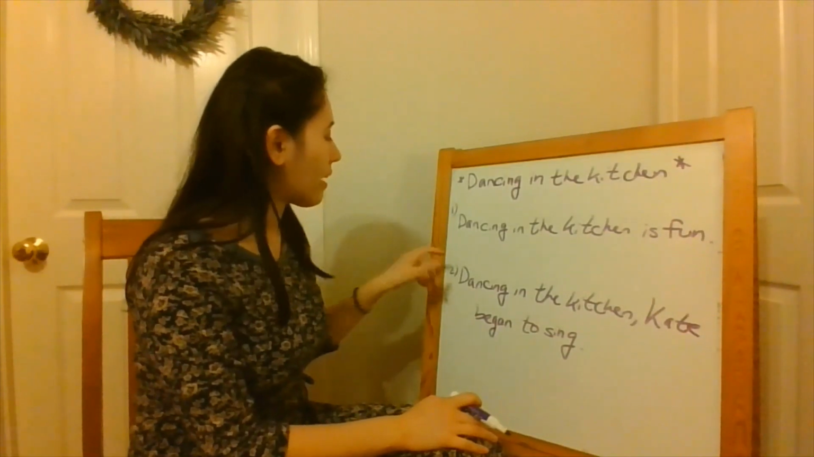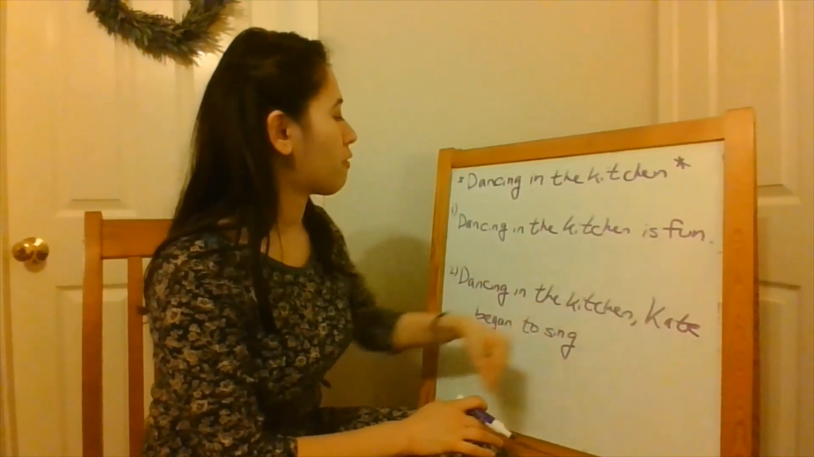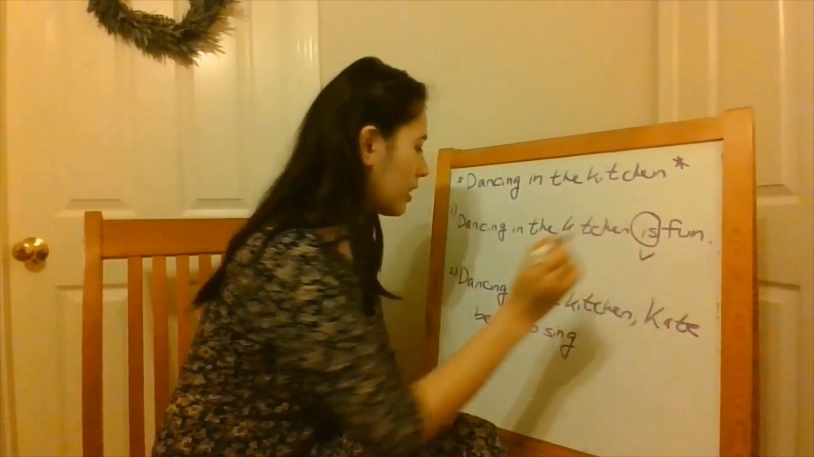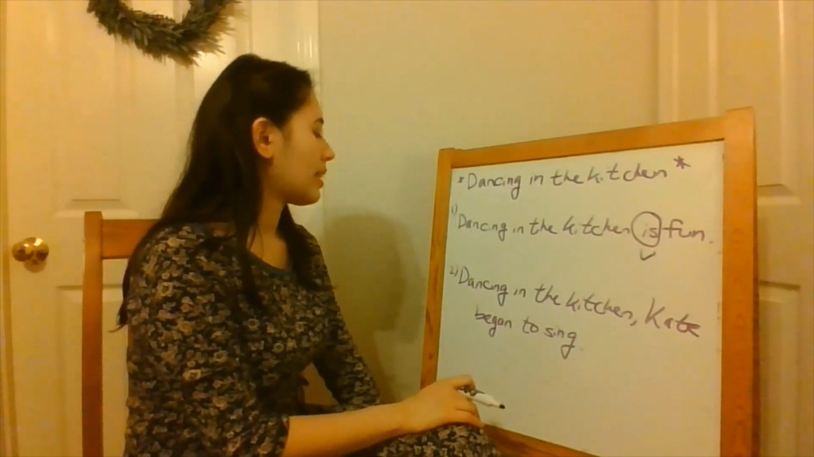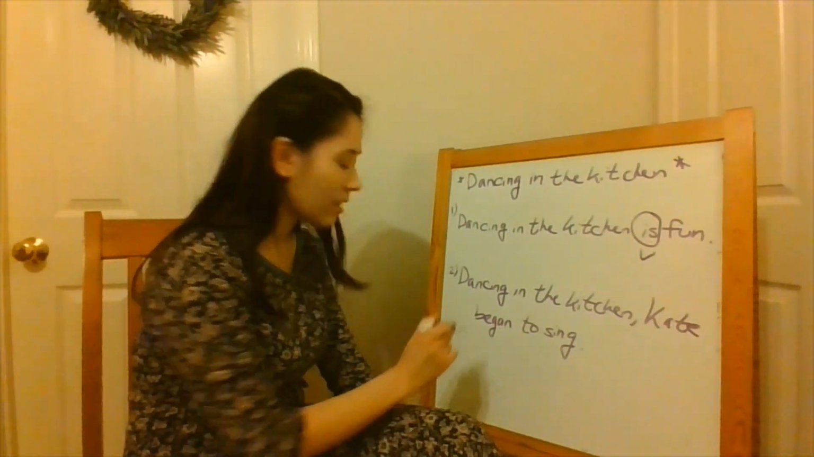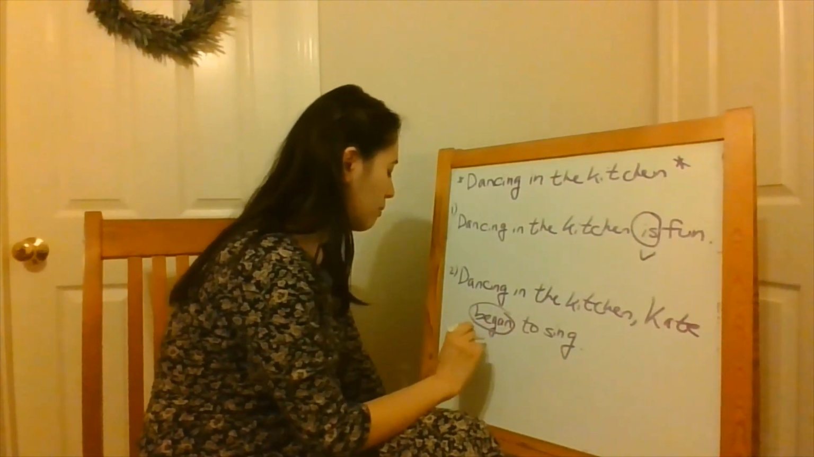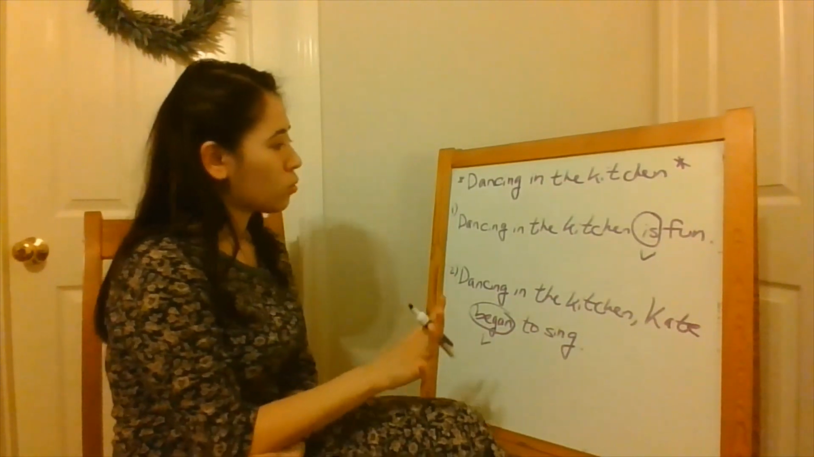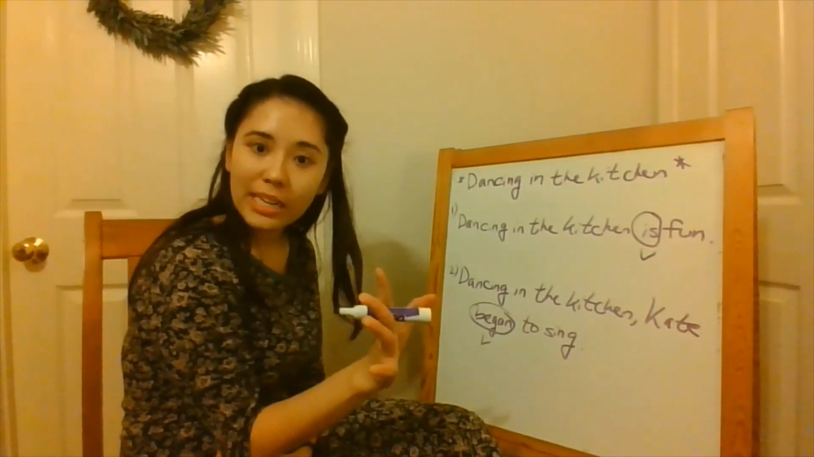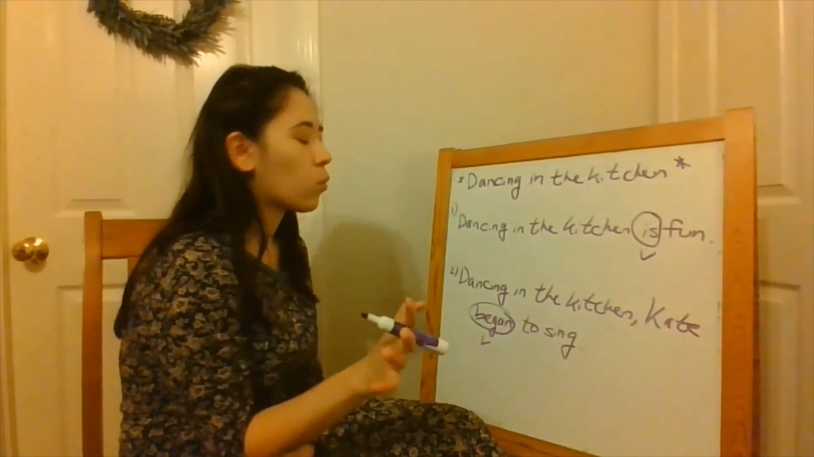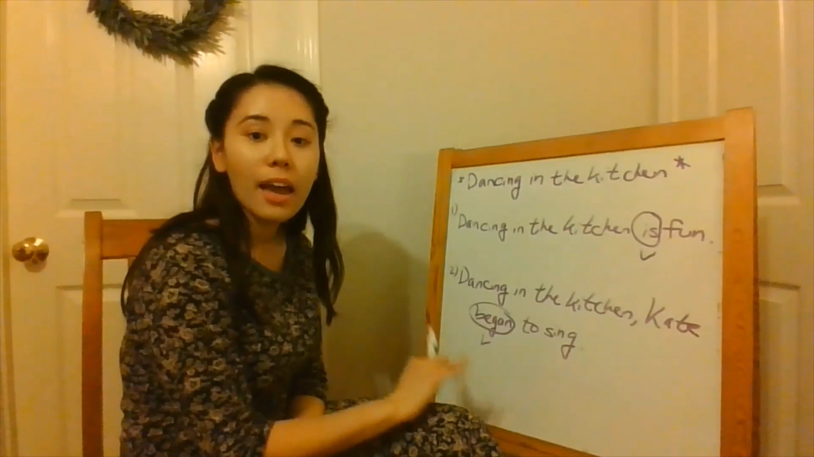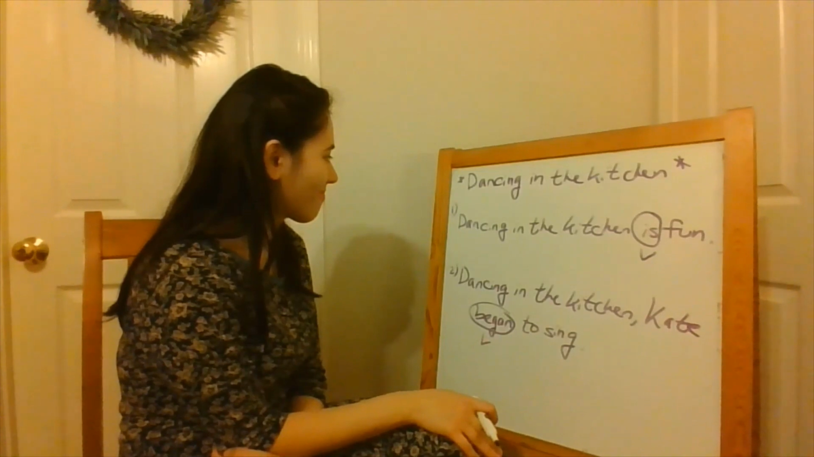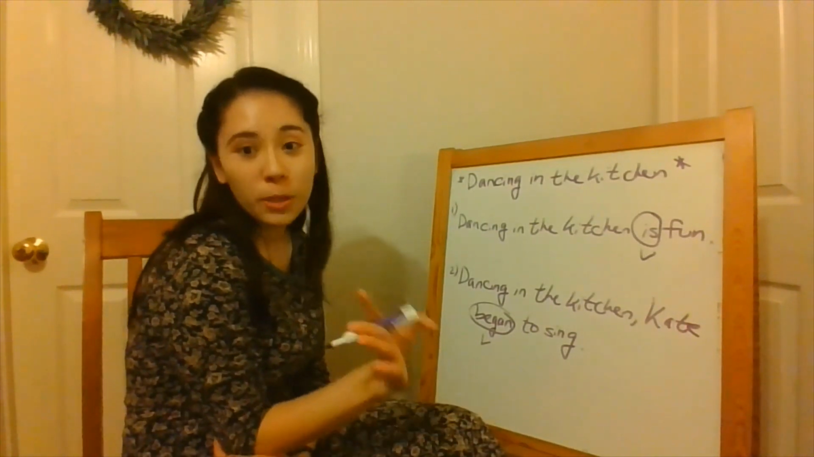So we have dancing in the kitchen is fun. So let me find our verb, is, and then our second sentence, dancing in the kitchen, Kate began to sing. So we have began, which is our verb. Now, I'm gonna wait a moment and let you guys try to guess which one is the sentence with the gerund and which one is the one with the participle based on how those parts are acting. And you can pause the video if you need more time.